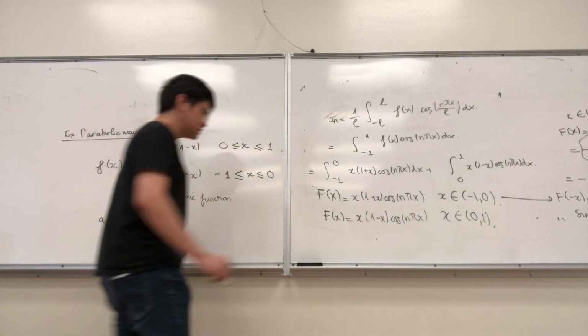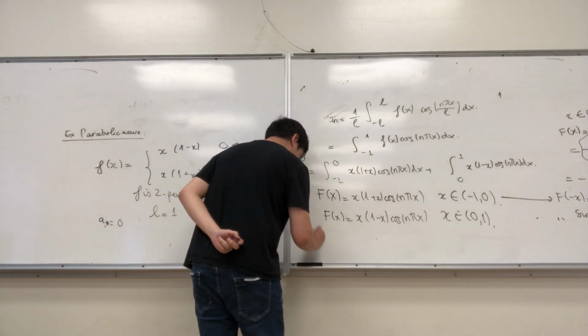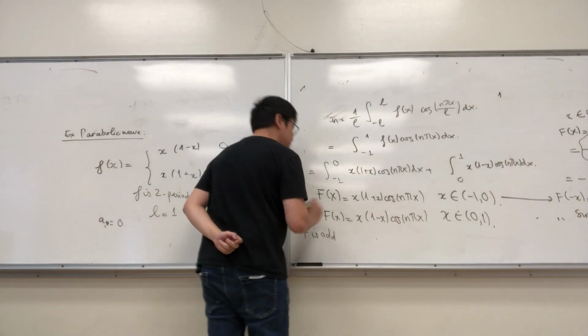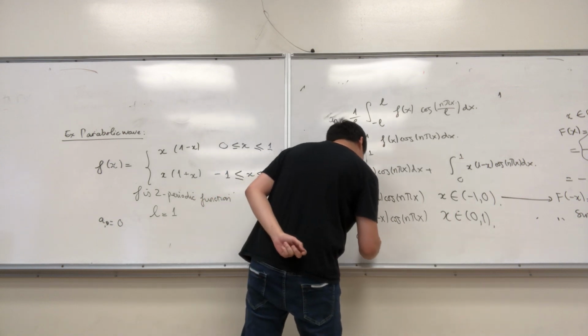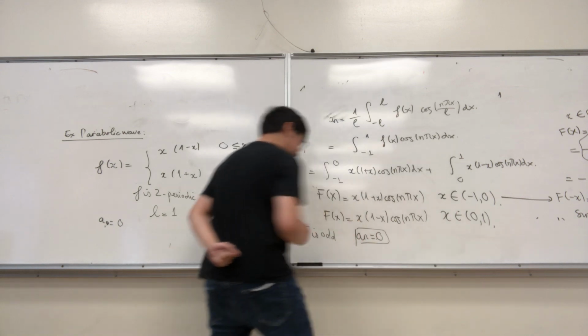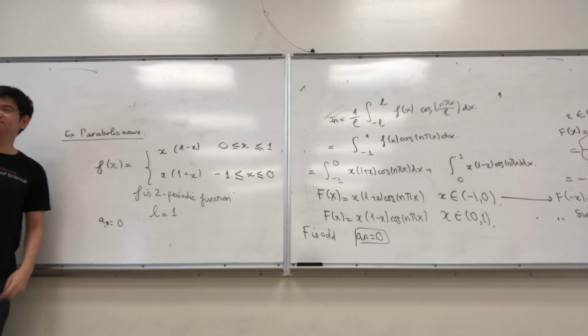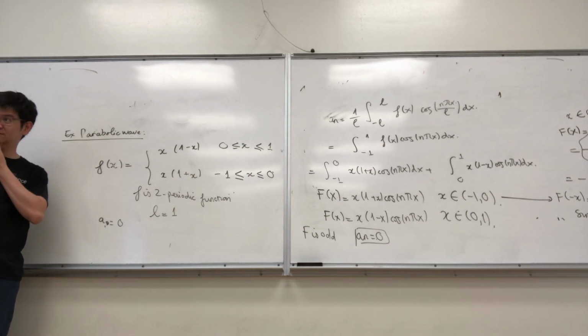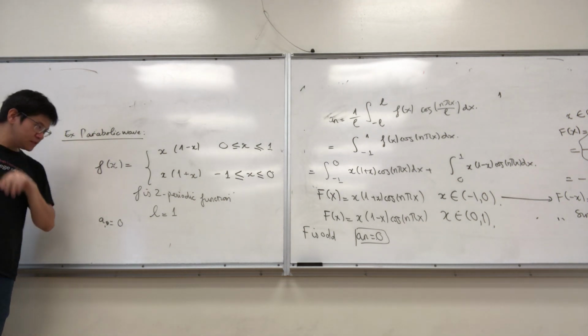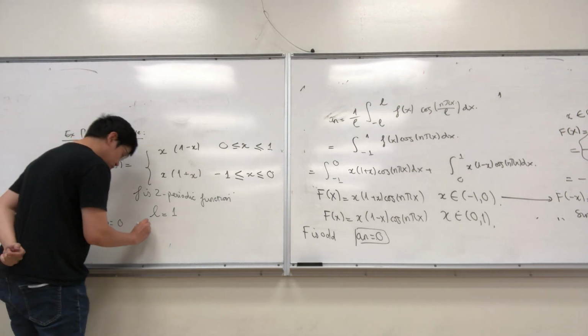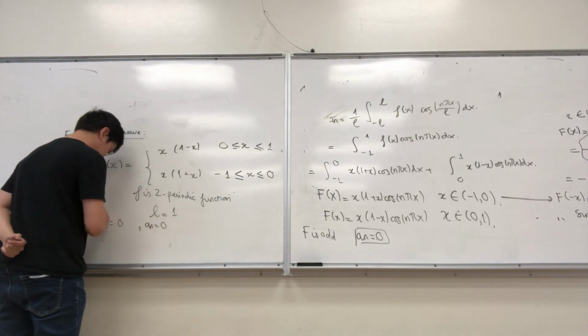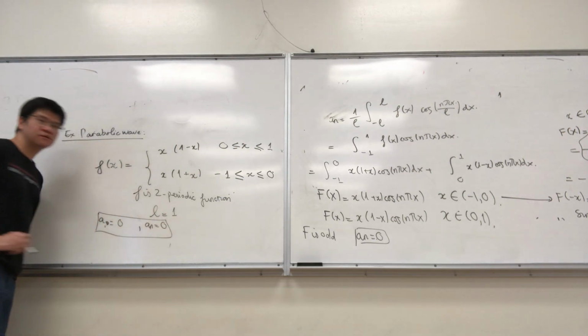Right? So f is odd, which means that this an is 0. Right? Questions? So in this case, an is also 0. It's good.